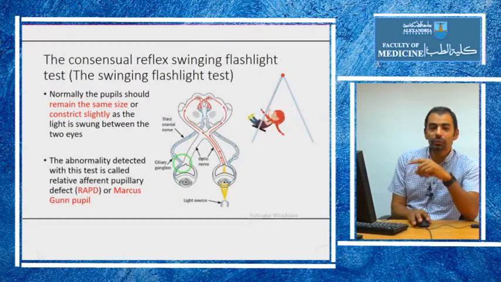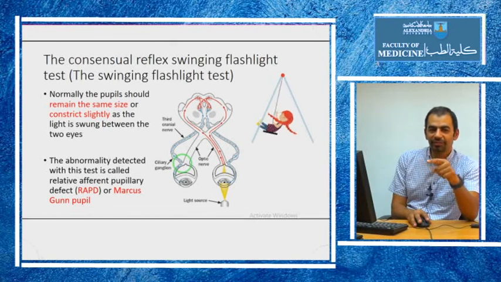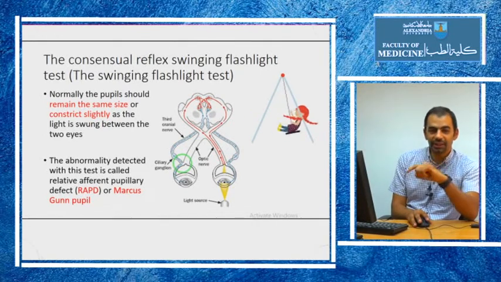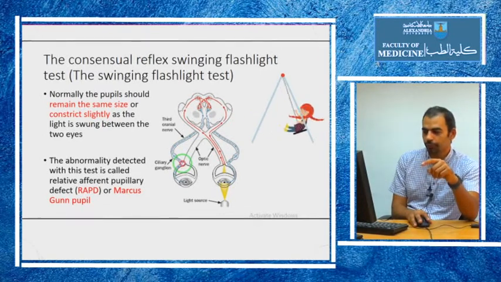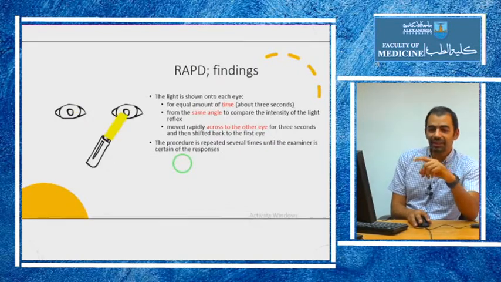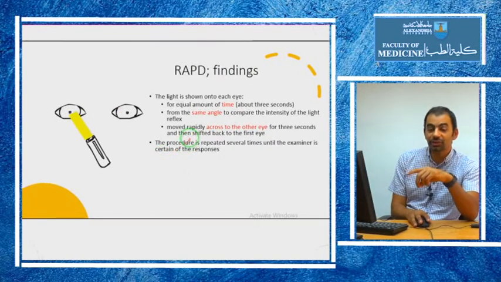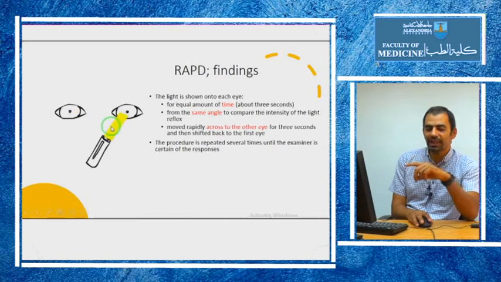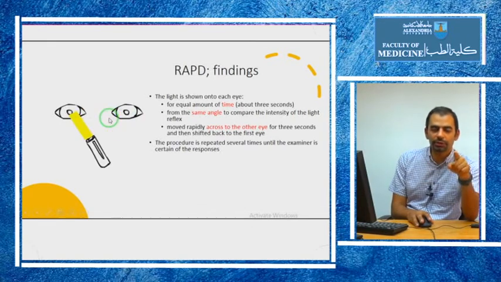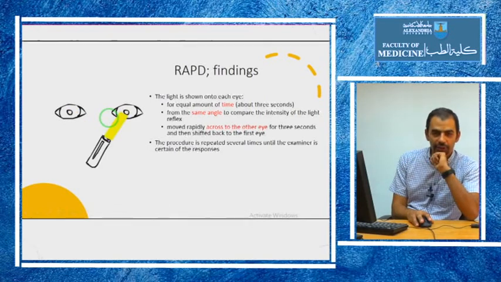Now, if there is an abnormality, it's called a relative afferent pupillary defect, or a Marcus Gunn pupil. When we are examining for the swinging flashlight test, we illuminate the light from the same angle, with the same intensity, and for the same time on both eyes, and we swing it quickly from one eye to another.